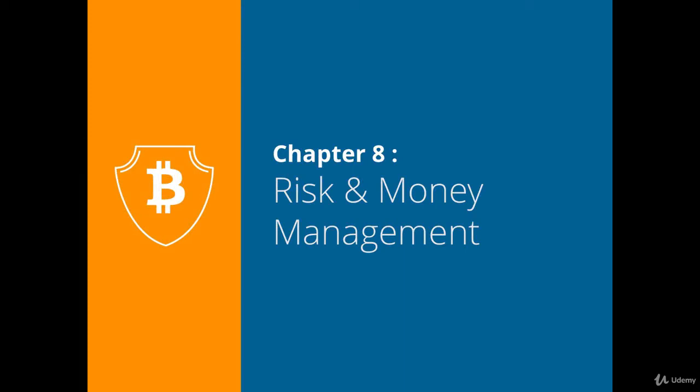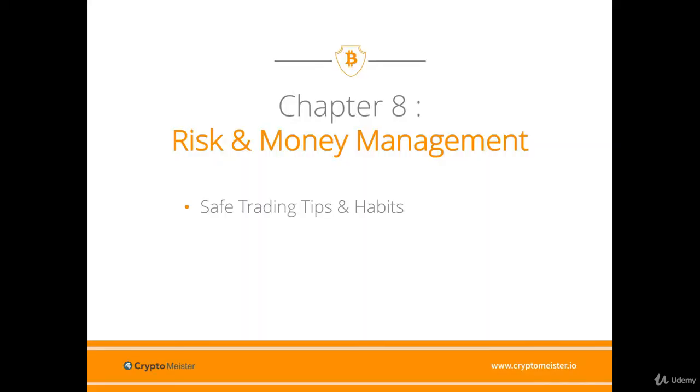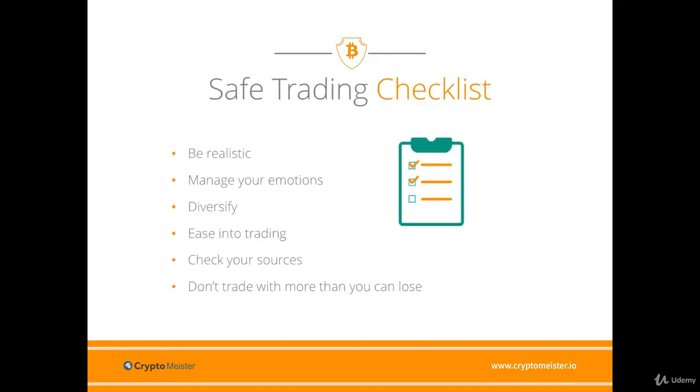We end our journey into the world of cryptocurrency trading with Chapter 8, Risk and Money Management. In this final chapter, we do a quick review of some tips and tricks for safe trading. First of all, be realistic. Trading in cryptocurrency isn't something that will make you rich overnight. Set some realistic targets for your trades over set periods of time, and then monitor yourself closely. Use stop loss and take profit points to manage your trades, and remove emotion from your transactions.